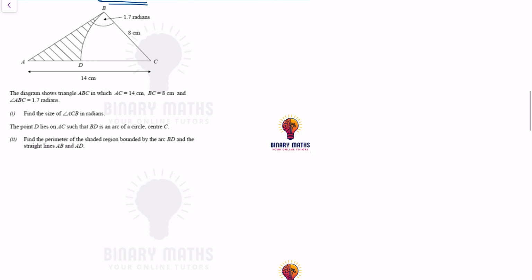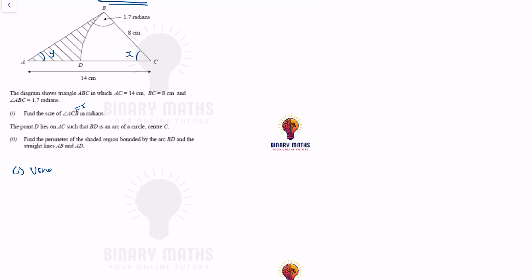The diagram shows triangle ABC in which AC is equal to 14 centimeters, BC is equal to 8, and angle ABC is equal to 1.7. Find the size of angle ACB in radians. Okay, ACB is this, so this is what we're trying to find out. Because we don't have the opposite length here, let's find out y first, and then we can work out x. Because we have an opposite length and angle, we can use sine rule.